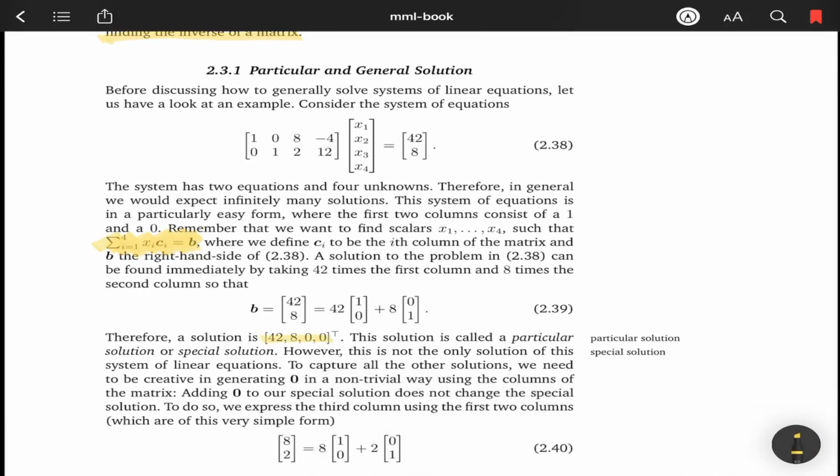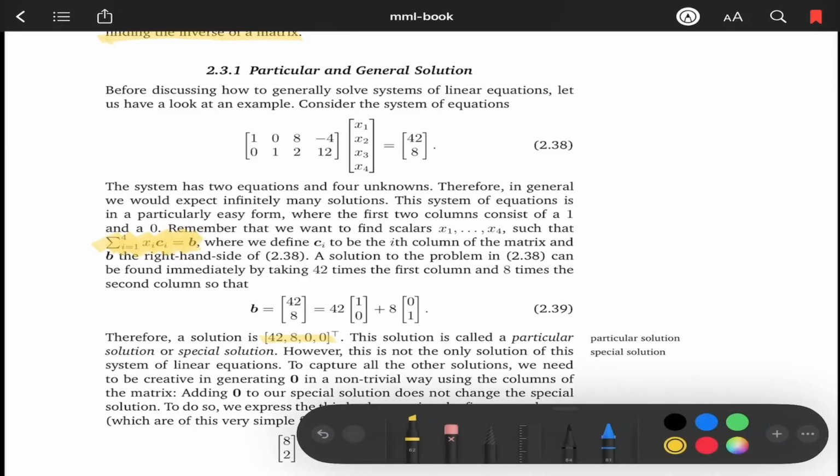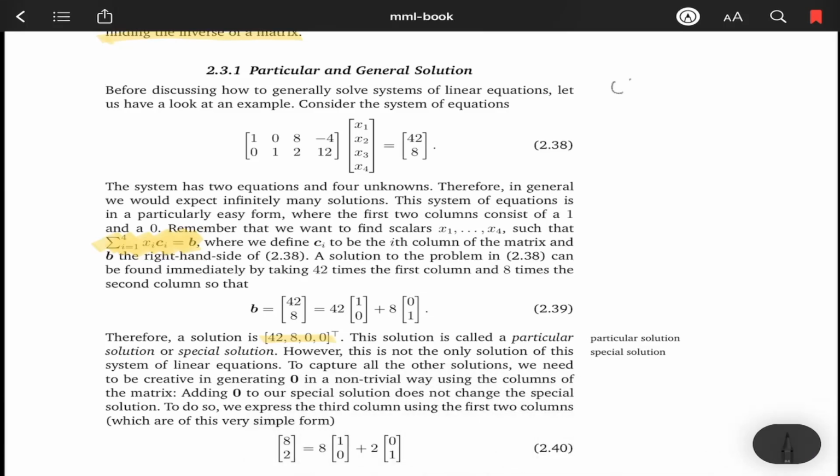So in the whole solution, you cannot forget x3 and x4, which are 0. And they are writing it here as a transposed version. A transposed version of a vector is basically left to right. We have to remember that a vector is just like a matrix. Here you have a 4 times 1 matrix. This is our vector: 42, 8, 0, 0.